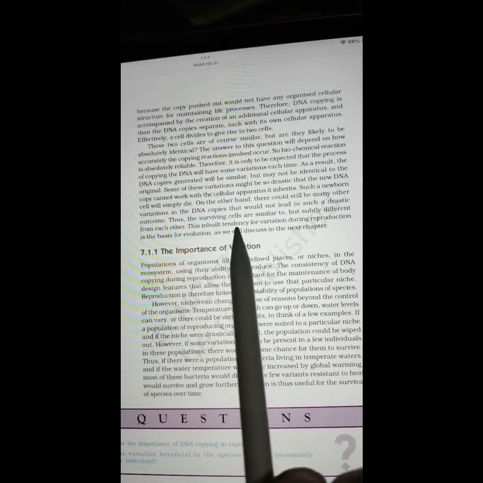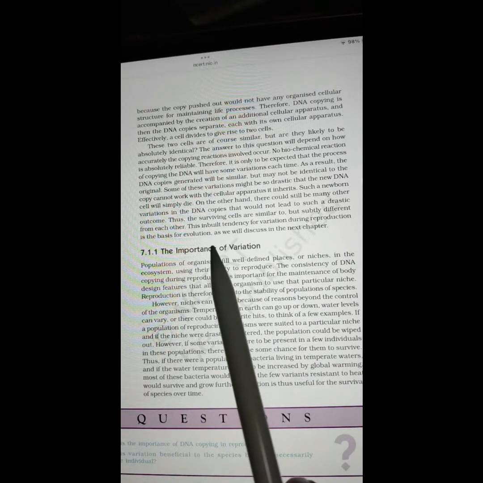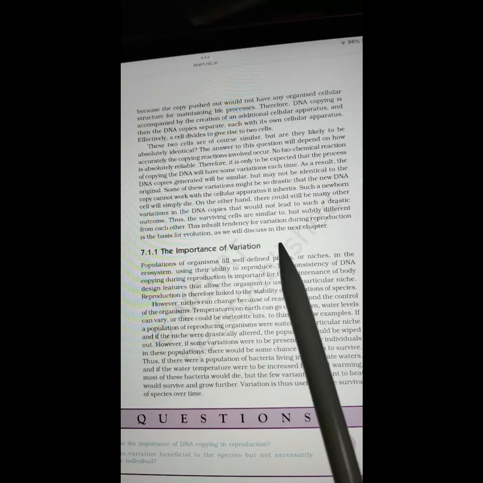On the other hand, there could still be many other variations in the DNA copies that would not lead to such a drastic outcome. Thus, surviving cells are similar to but subtly different from each other. This inbuilt tendency for variation during reproduction is the basis of evolution, as we will discuss in the next chapter.